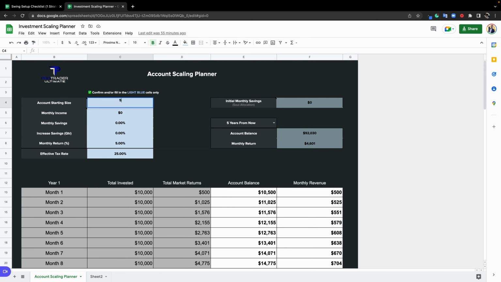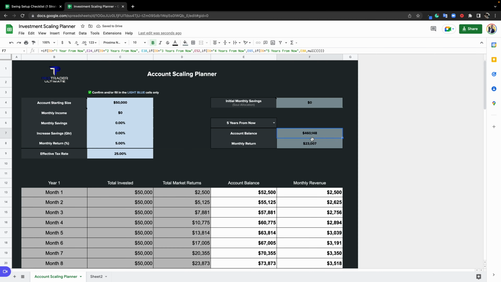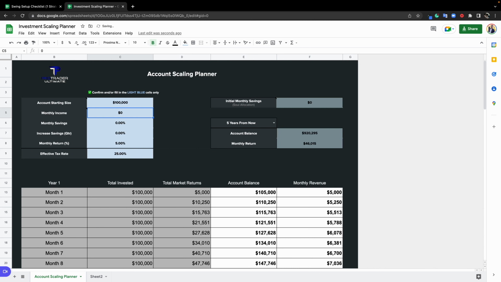Now, if you have a bit more capital or you manage to scale up your account as you're growing the capital, you're scaling it, but you're also supplementing to that. 50,000 would look like, 5 years from now, you're at almost $500,000 and you're making $23,000 a month, right? Now, what does 100,000 look like? In 5 years from now, you're at nearing $1 million and you're making $46,000 per month, right?